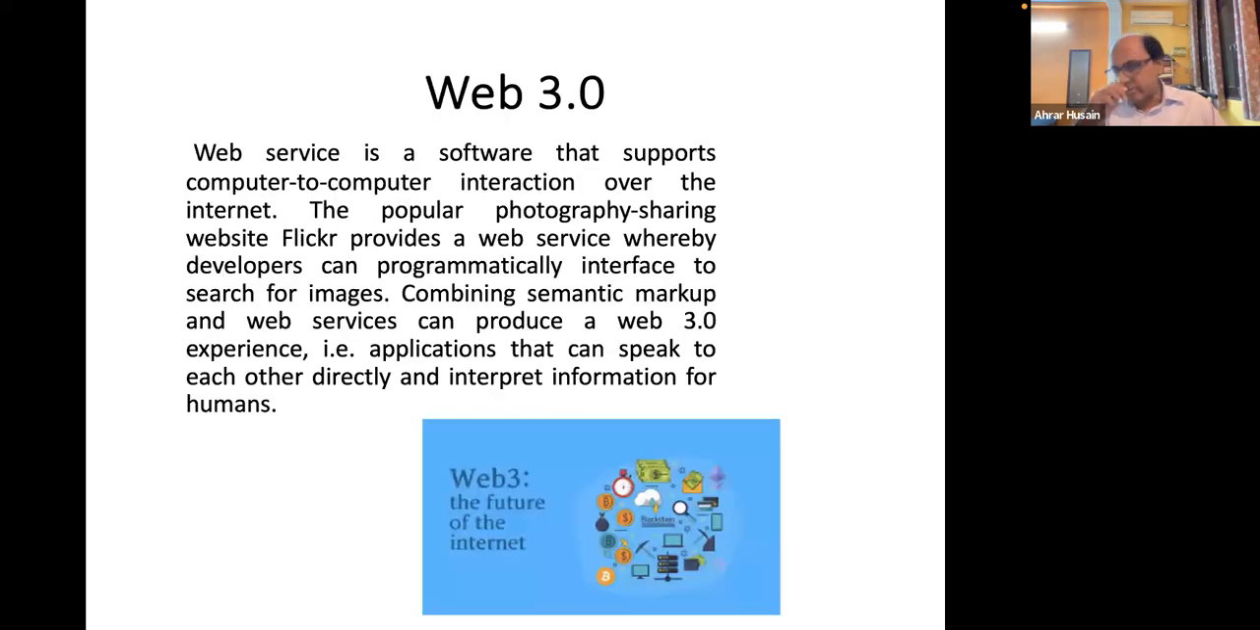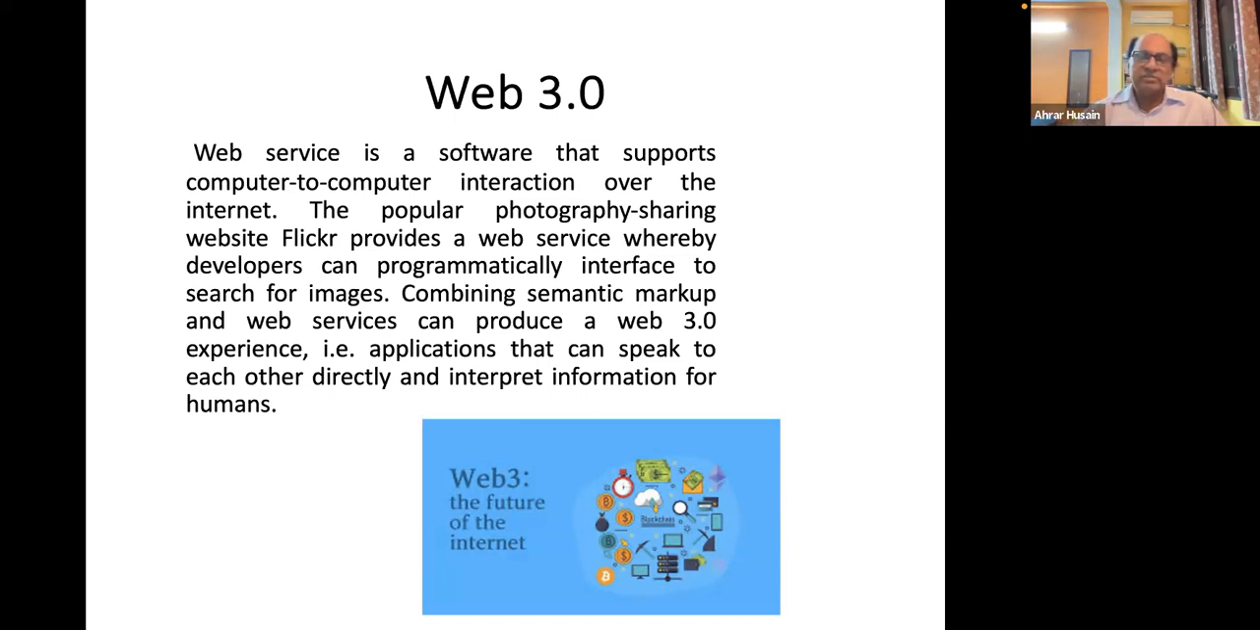Then comes Web 3.0. Nowadays, people are talking about Web 3.0. A web service is software that supports computer-to-computer interaction over the internet. The popular photography sharing website Flickr provides a web service whereby developers can programmatically interface to search for images. Combining semantic markup and web services can produce a Web 3.0 experience, that is, applications that can speak to each other directly and interpret information for humans.